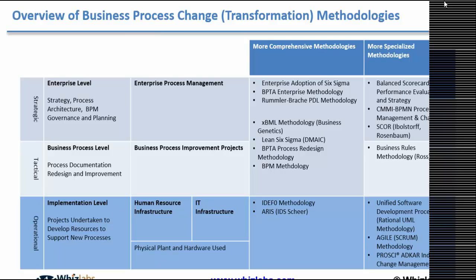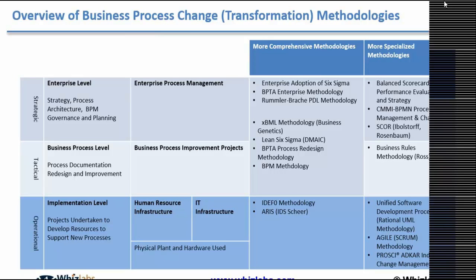So if you look at the table here, starting from the left-hand side, they focus on the three levels within an organization: the strategic, tactical, and the operational level. The second column indicates the focus that needs to be done. Okay. The third column is the category. So let's start with the strategic row. At the enterprise level, the focus is on strategy, process architecture, BPM governance and planning, enterprise architecture, all of those kinds of disciplines. I label that the enterprise process management category.